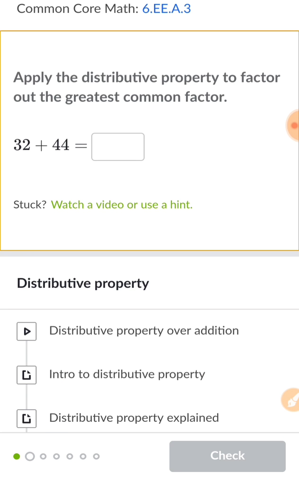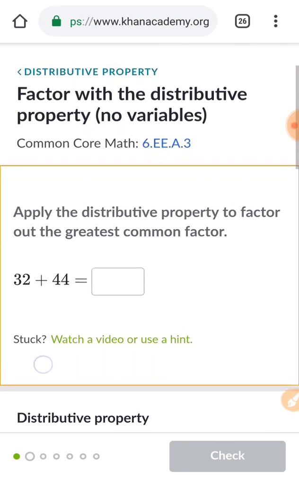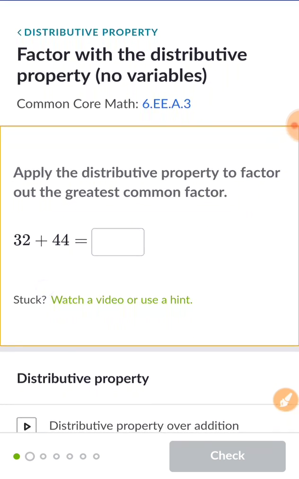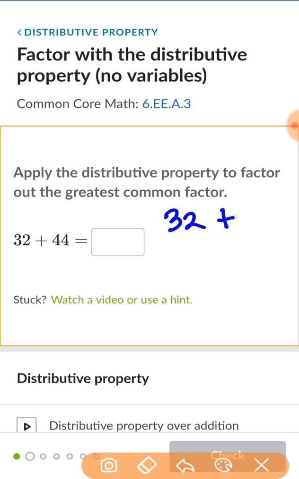So let's try it again. 32 plus 44. This time, I'm not going to find the factors for both. I'm only going to find the factors for my smaller number, because the greatest common factor must always be equal to or smaller than the smaller number. So if I take 32 plus 44, this time I'm only going to list the factors of 32. So I have 1 and 32.